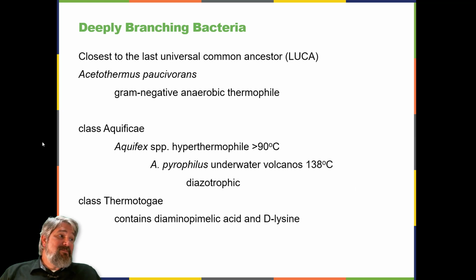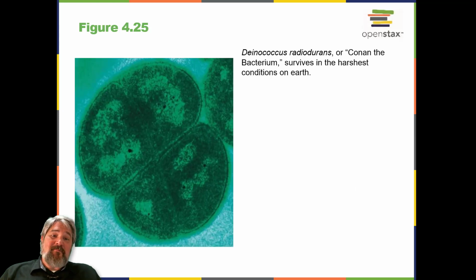Finally, the deeply branching bacterium Deinococcus radiodurans belongs to a genus whose name is derived from a Greek word meaning terrible berry.